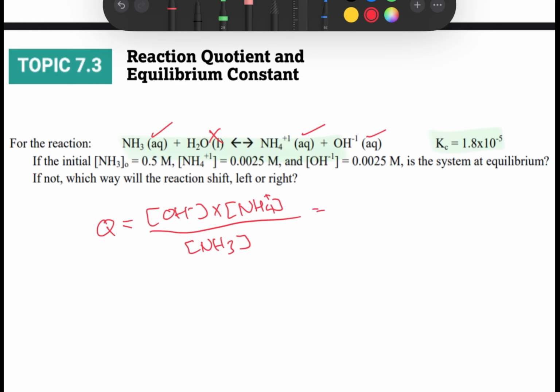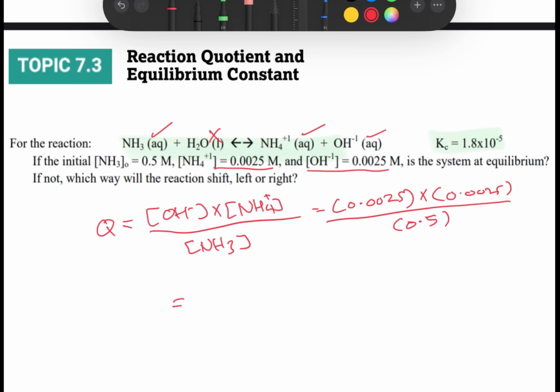And then what is the concentration of OH negative? It's 0.0025. It's multiplied by the concentration of NH4, which is also 0.0025, and then you divide it over the concentration of NH3, which is 0.5. So the answer is equal to 0.000125. Technically, if you want to change it in terms of scientific notation, you can say it's 1.25 times 10 to the power negative 5.